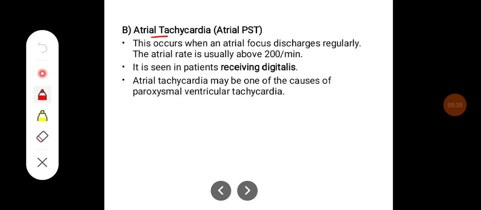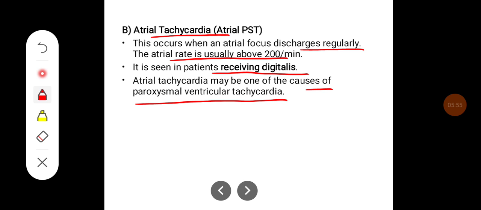There can be atrial tachycardia, that is atrial PST. This occurs when an atrial focus discharges regularly. The atrial rate is usually above 200 beats per minute. It is seen in patients receiving digitalis. Atrial tachycardia may be one of the causes for paroxysmal ventricular tachycardia.